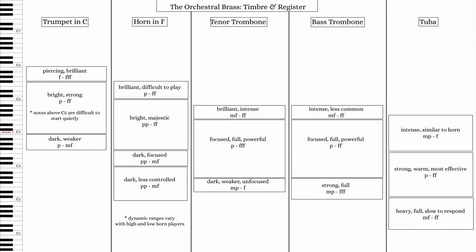I'll be focusing primarily on the standard orchestral brass instruments, so that includes trumpets in C, horns in F, tenor and bass trombones, and tuba. Here's a review of some of the material from the previous instrumental introduction videos, with the range of the brass section as a whole displayed.